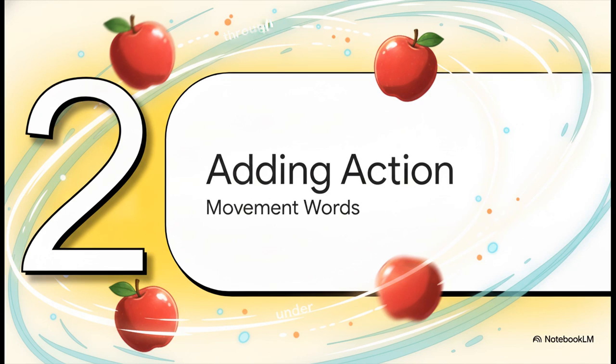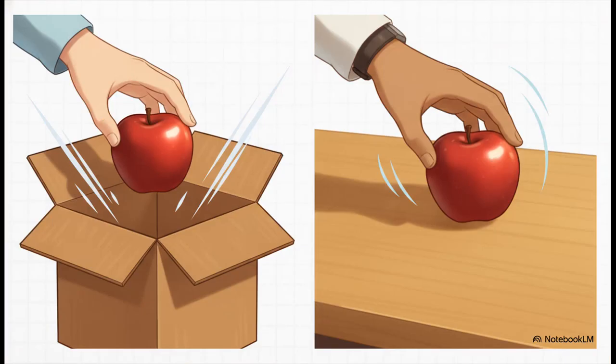Section 2. Adding action, movement words. Okay, so far so good. We know our locations. But let's see how this builds, because this is where the real magic happens. We're going to make things a whole lot more interesting by adding a little bit of action. Let's move that bright red apple. Picture this. You're holding the apple above the open box. You let go, and as it drops through the opening of the box, the apple is moving into the box.